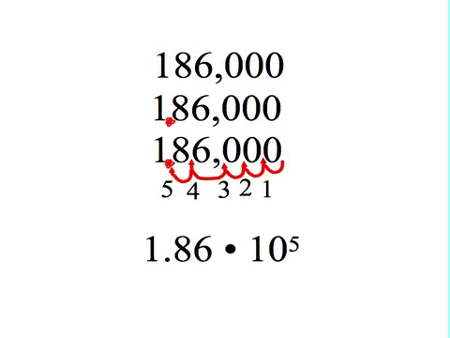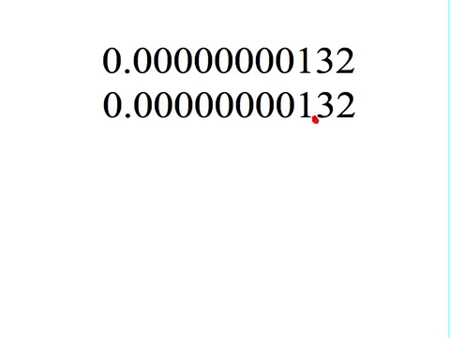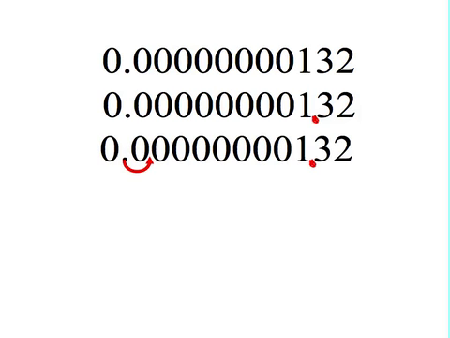Here's a very small number. Very small numbers can also be written in scientific notation. For this one, we're going to want the mantissa to be 1.32. Well, now we can see both decimal points, the one in the original number and where it's going to be when we put it in scientific notation. And our job is to find out how many places are in between those 2 decimal points.